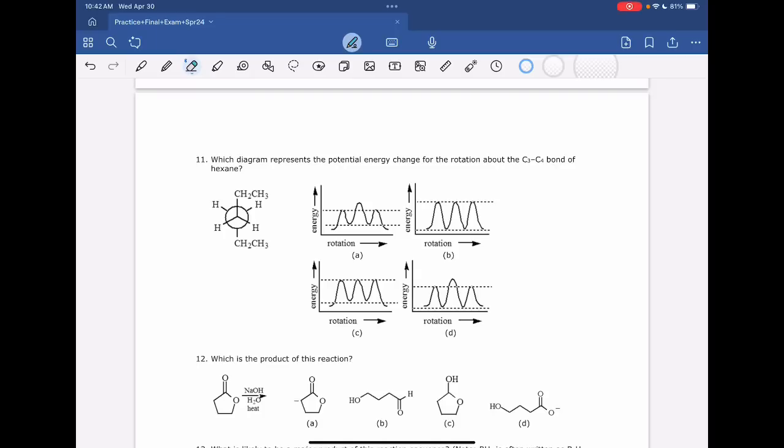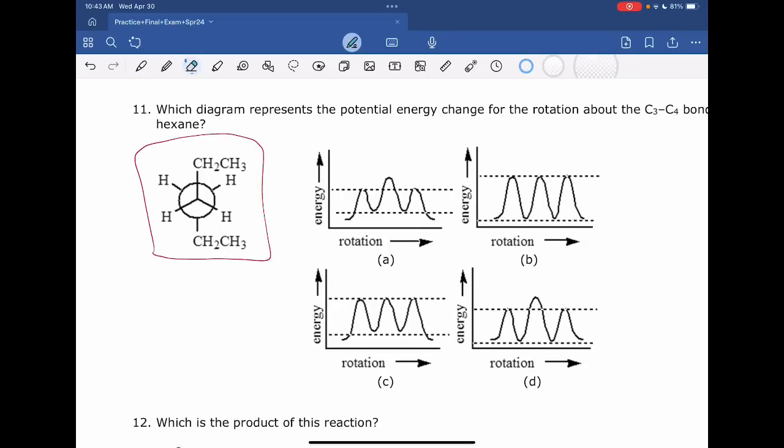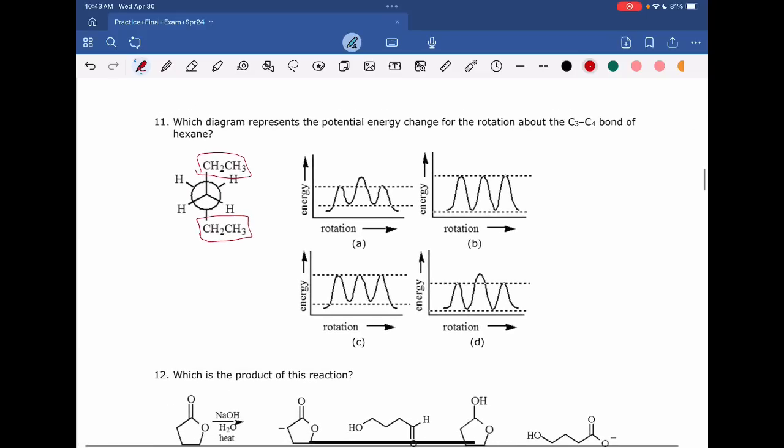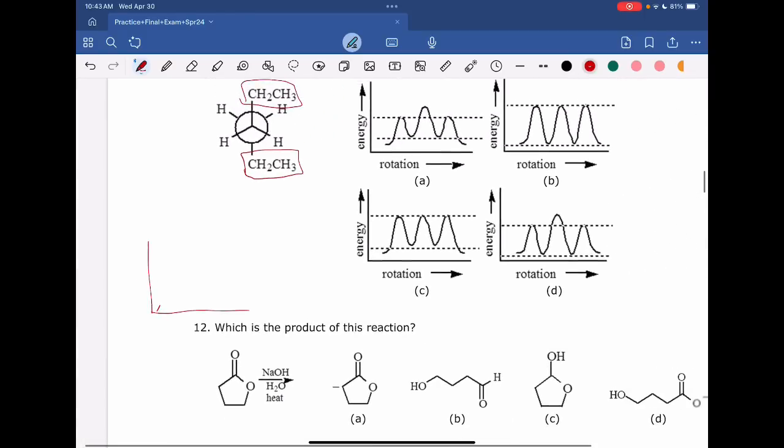Okay, so for number 11, they're asking us, how does the potential energy of this molecule change as you rotate it about this bond that is depicted by the Newman projection? So, right now, this molecule is in its lowest potential energy conformation because you have the 2 biggest groups, the 2 ethyl groups, anti to each other. So if we were to draw a graph of the potential energy right now, we are starting at the bottom.